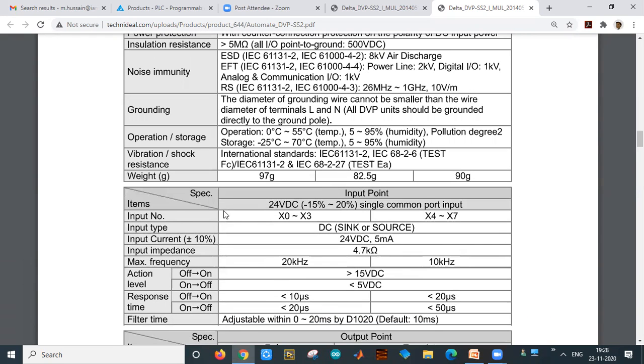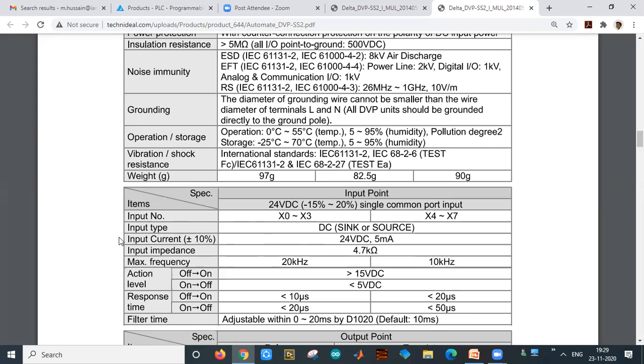If you observe the input and output points specification, right? So under 14 digital inputs and output terminals, 8 are the inputs and 6 are the outputs, right? So these input terminals or input points will have some electrical specification. Okay, so the input port should receive the 24 volts DC. Okay, and inputs will be numbered from X0 to X3 and X4 to X7. Total X0 to X7, which are the 8 digital inputs.